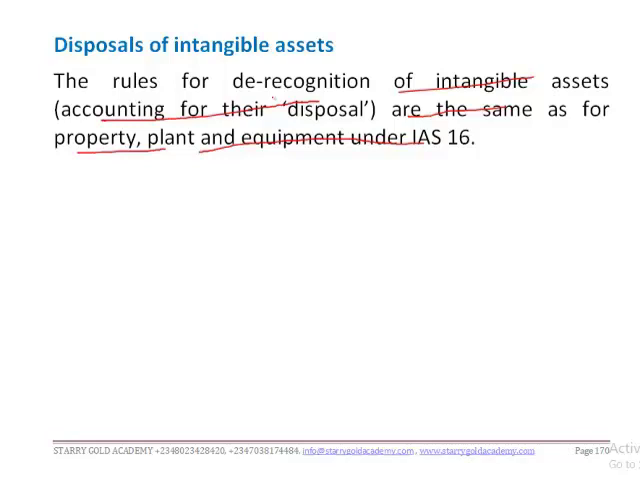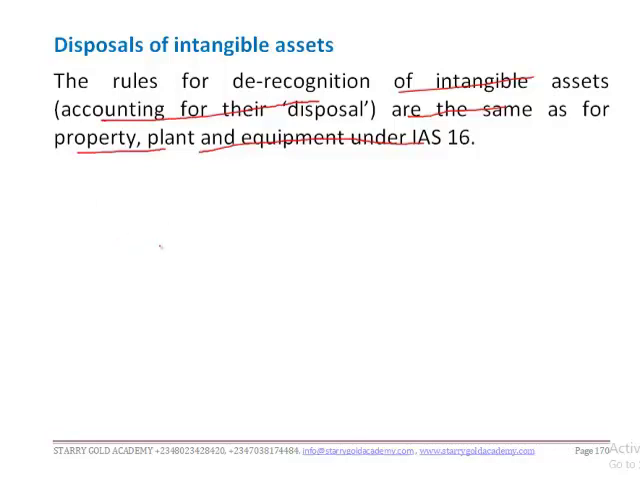Okay, the kind of amount you have to be written down to, or written down to zero. So there is a gain or loss on disposal equal to the difference between the net disposal proceeds and the carrying value of the asset at the time of disposal. The net disposal proceeds is the disposal value less any cost to sell such an asset.